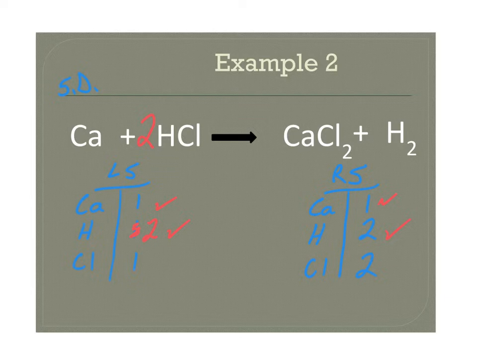That coefficient not only multiplies the H's, but it multiplies my Cl's, and so now I have 2 Cl's, and in my products I have 2 Cl's. So this is a balanced chemical equation, and it's showing that for every 1 Ca that I have, I actually need 2 units or 2 packages of HCl for this reaction to occur.